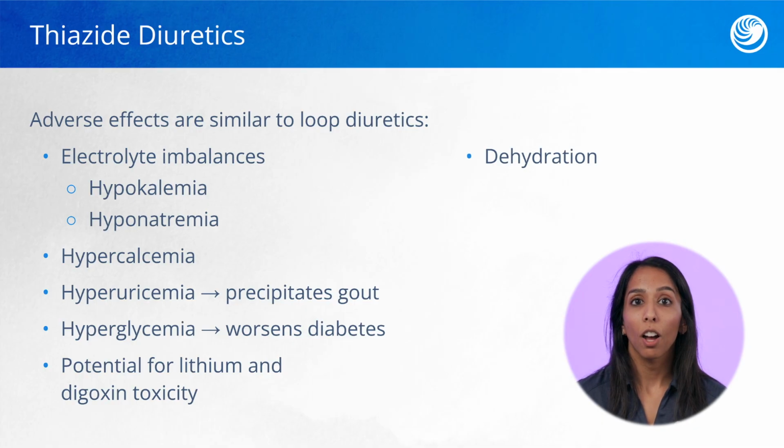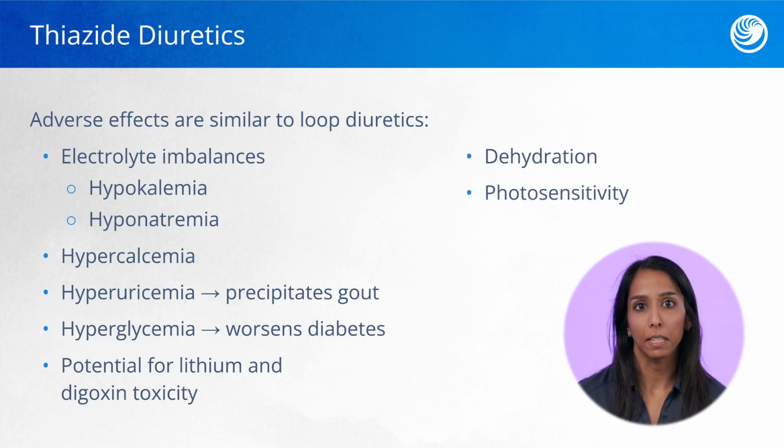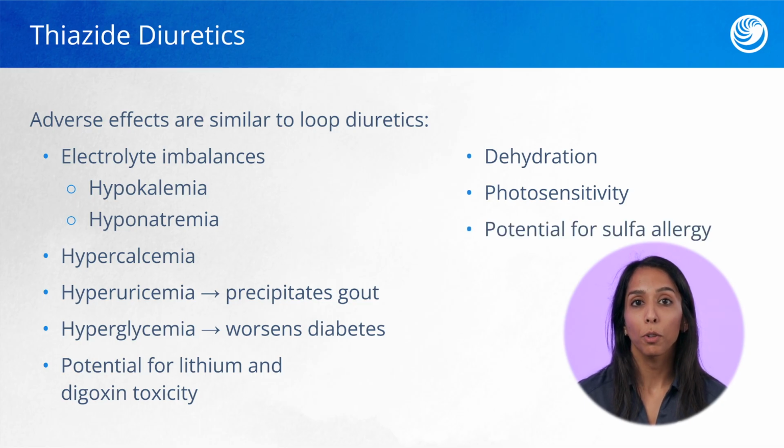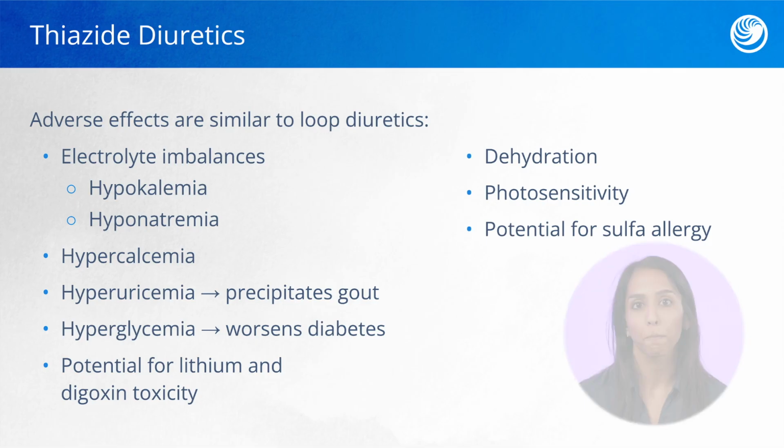Thiazides can also cause increased skin photosensitivity, as they essentially decrease how much UV light is needed to cause the skin to burn. And last but not least, caution should be used if a thiazide is used in clients with a history of a sulfa allergy because of the potential of cross-reactivity between thiazides and sulfonamide-derived antibiotics, again, because of that similarity in chemical structure.